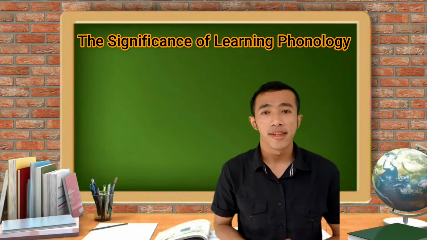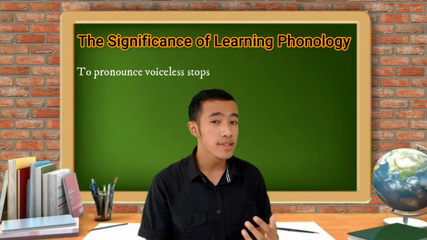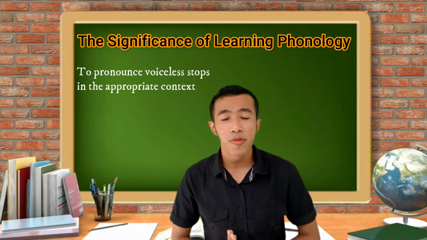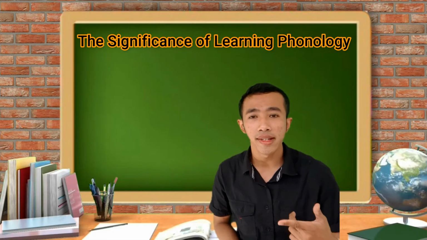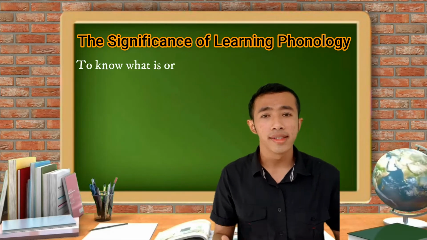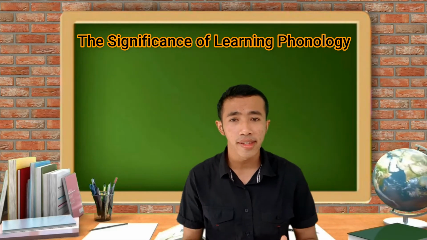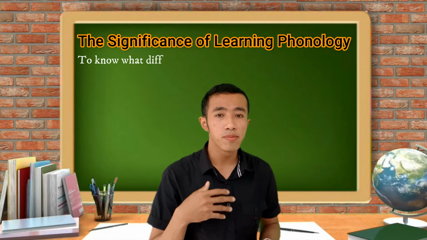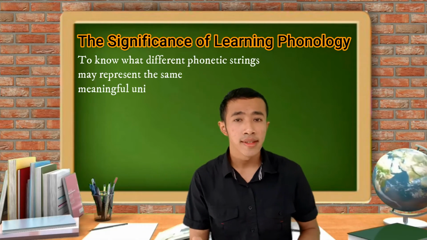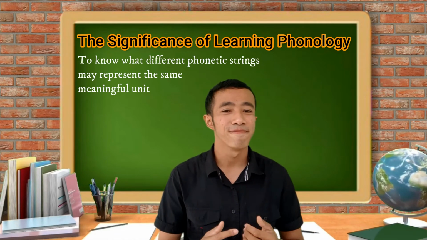And the sixth is to pronounce voiceless stops in the appropriate context. And seven is to know what is or is not a sound. And the last, the eighth, is to know what different phonetic strings might represent the same meaningful unit.